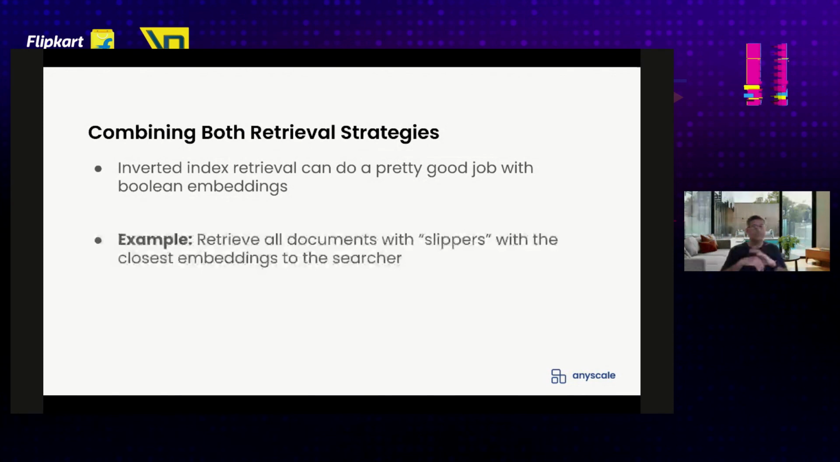For example, you might want to retrieve all documents that have the word slippers in it, but amongst those documents, you want to retrieve the ones that are closest by embedding score. So we can do all these things by combining these systems. It is possible to do. We have built it, and it does run well in production, and it shows its value. This is one of the more recent things that we have worked on.